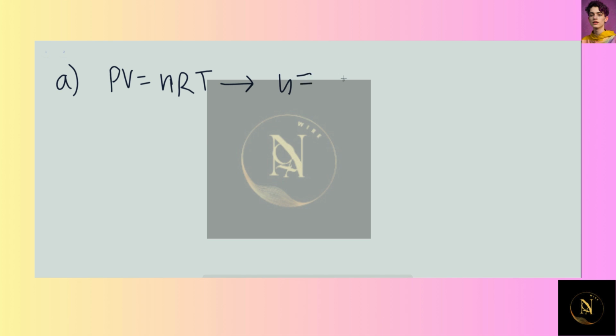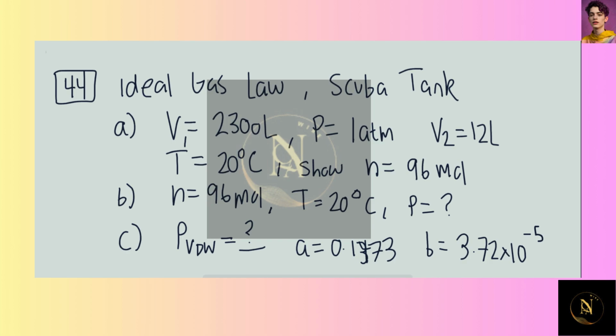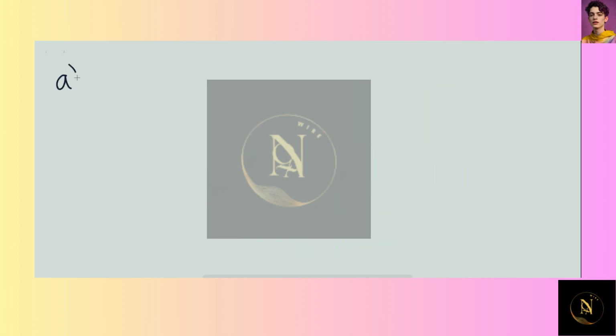Part B then asks to use the ideal gas law where we know the number of moles in the tank and its temperature to predict pressure. In part C, we're asked to use the van der Waals equation to predict a pressure in the tank, where we assume the parameters for air of A is 0.1373 and B is 3.72 times 10 to the negative 5. And finally, in part D, we're asked to confirm that the percent error is about 3% between these two. So let's start us off.